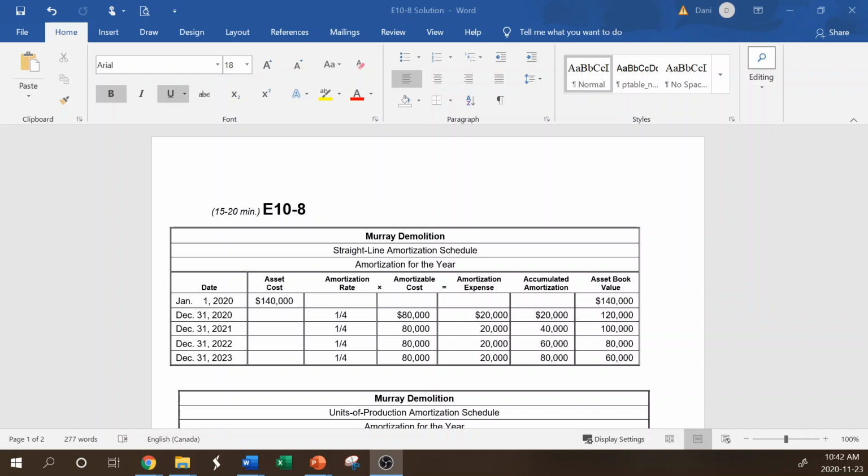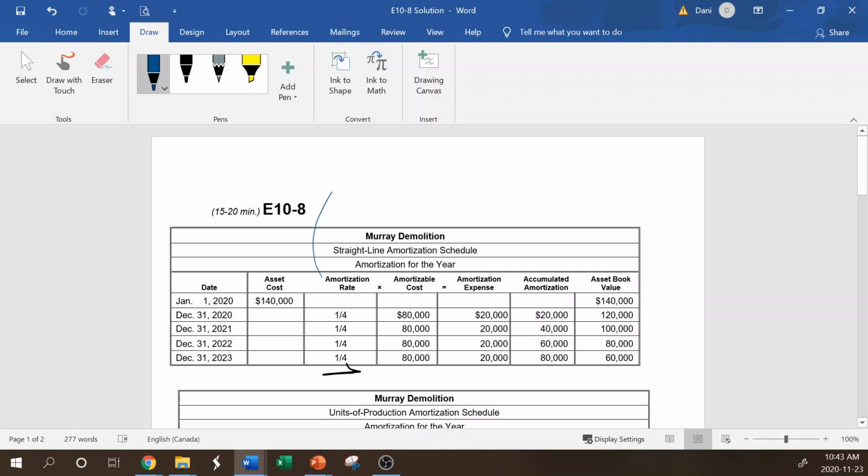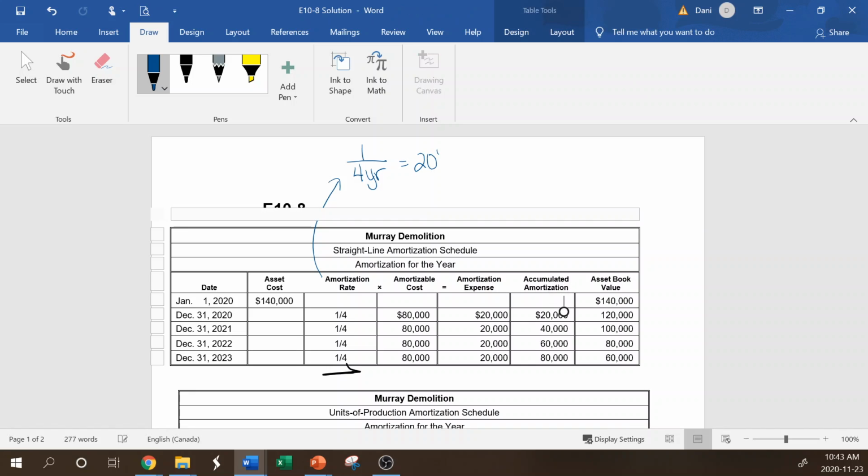So we can see here, I've got the straight line method first, and this is in the chart format. If you used the T-account way, that is fine as well. You would get the same thing. So using this chart, we're using the amortization rate, and this is calculated as 1 divided by 4 years, because that was the estimated useful life. So the 1 over 4 gives us 20%.